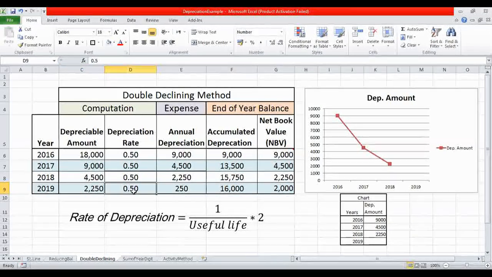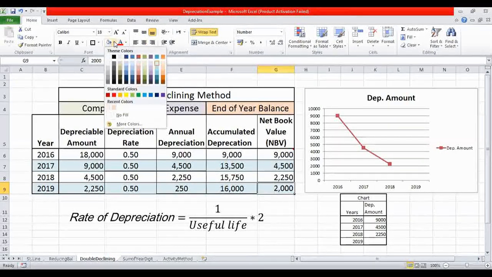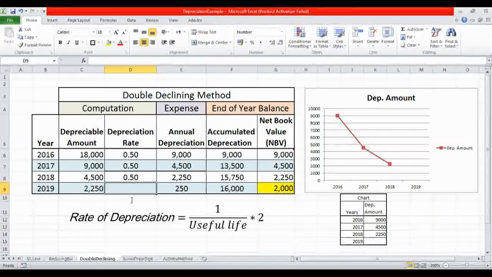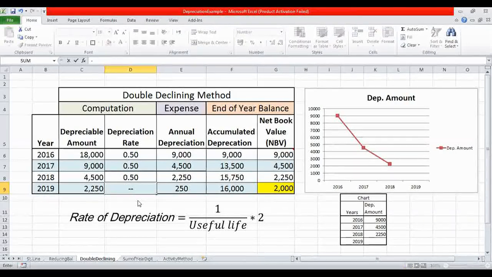Rather than applying 50%, we cannot apply 50% now, because if we apply 50% it will give 1,125. So rather than doing this, because we need to report 2,000 at the end, we need to report 2,000 at the end. That is why we are not calculating 50%. So I will remove it over here. We are not calculating 50% over here.